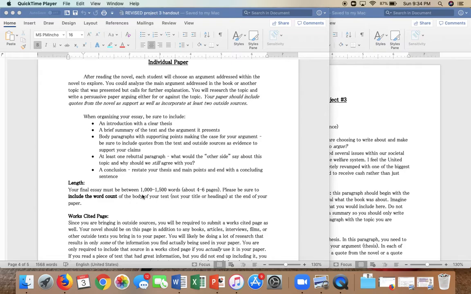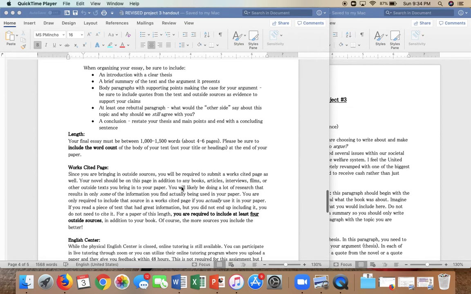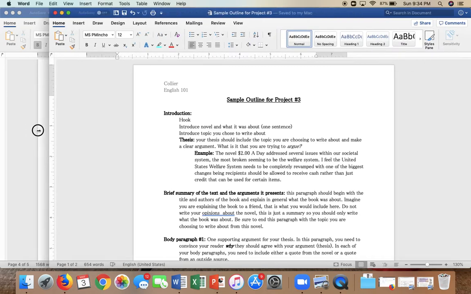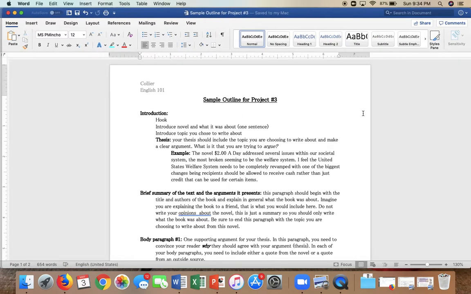Your final essay, just as a reminder, should be between 1,000 and 1,500 words, so about 4 to 6 pages, double spaced. And since you are bringing in outside sources as well as quotes from your novel, you do need to have a works cited page. So here is the sample outline for project number 3. And this is also available under the Files section of Canvas in the folder titled Project Number 3. So you'll be able to find this outline there, but I do want to go over it as well.